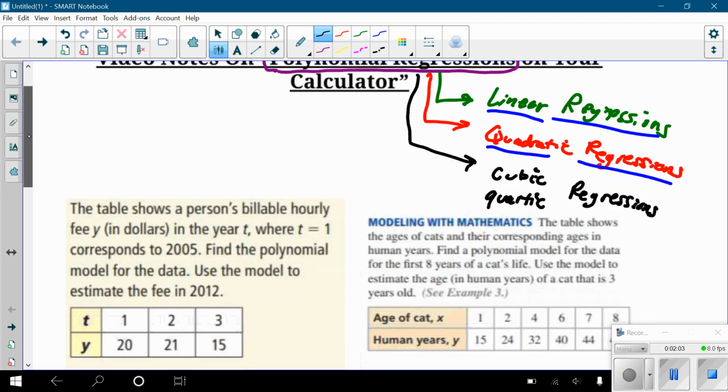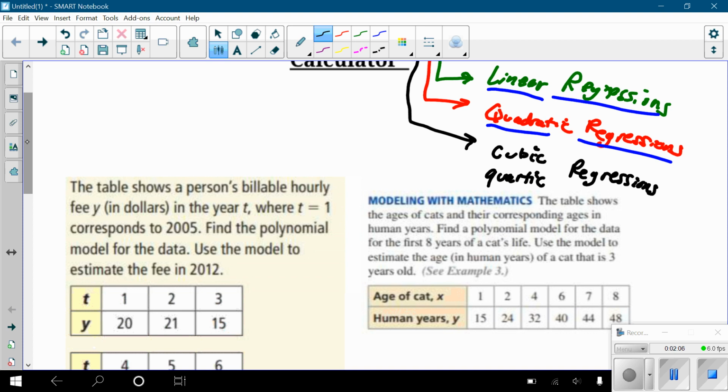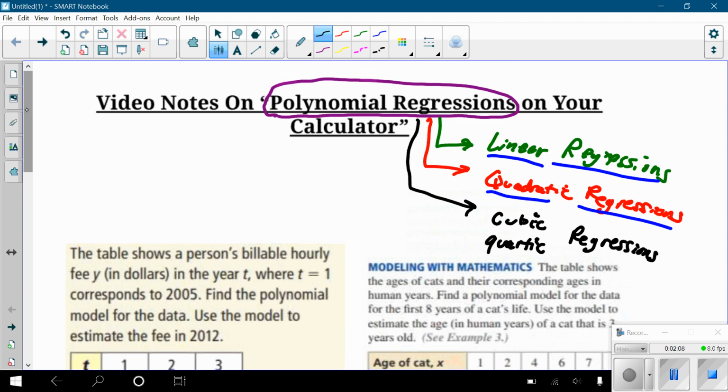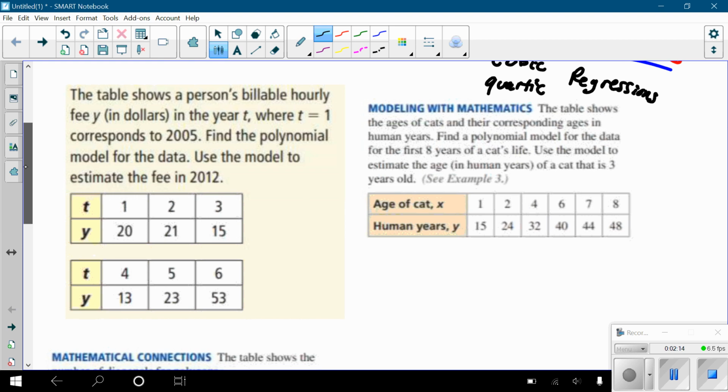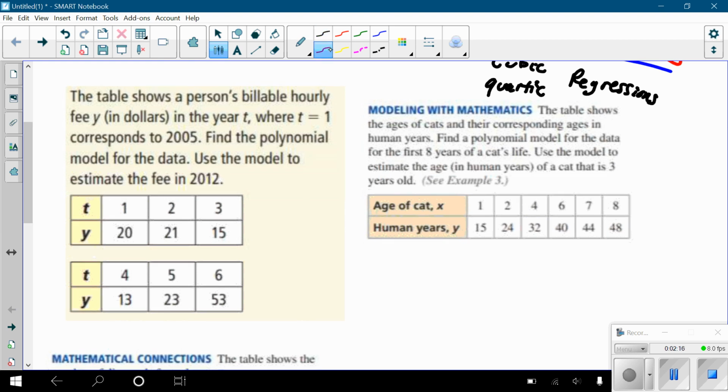I really have very little new to tell you about this because it works exactly like how we did linear regressions and quadratic regressions. So I'm just going to go through a couple examples with you, and then I'll let you guys do the bottom 2. This first one says the table shows a person's billable hourly fee, Y, in dollars, in the year T, when T equals 1 corresponds to 2005. Find the polynomial model for the data and use the model to estimate the fee in 2012.